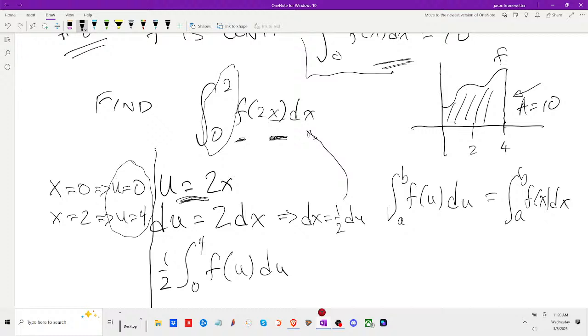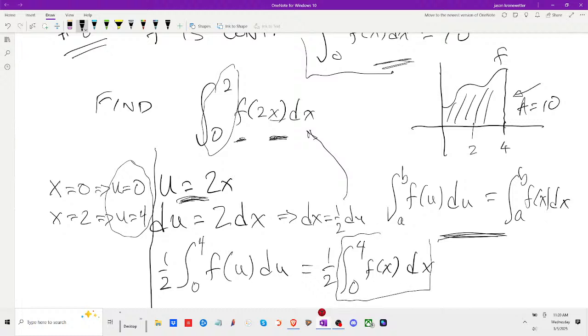Okay, and then see, now we're going to use that trick I mentioned over here. This is the same as if I had an x here, so that's equal to 1/2 integral from 0 to 4 of f of x dx, because it doesn't matter whether I have u or x or Mickey Mouse. But this part right here, we're told, is 10. So this is equal to 1/2 times 10, which is 5. So that's the answer to this integral here.